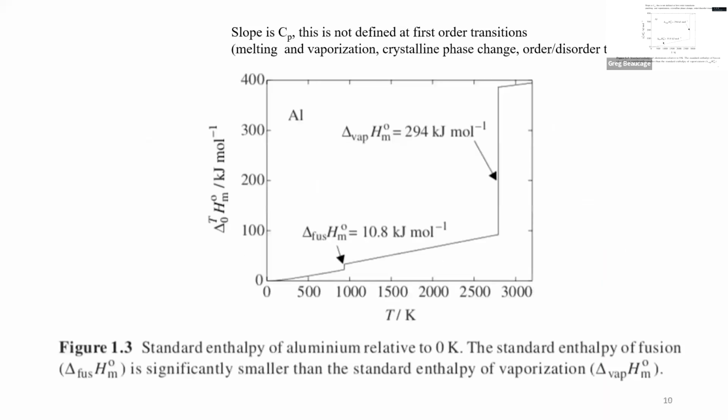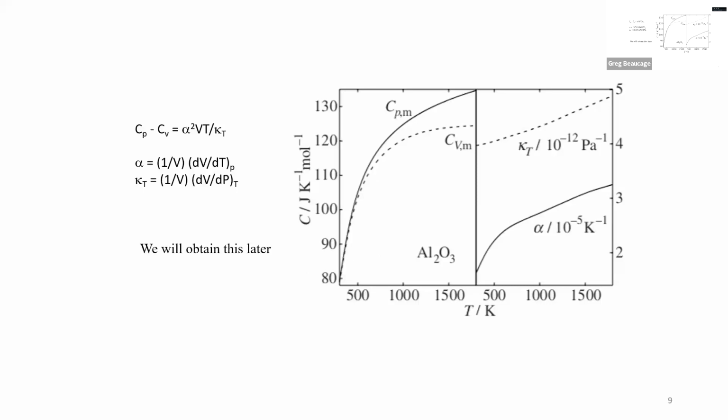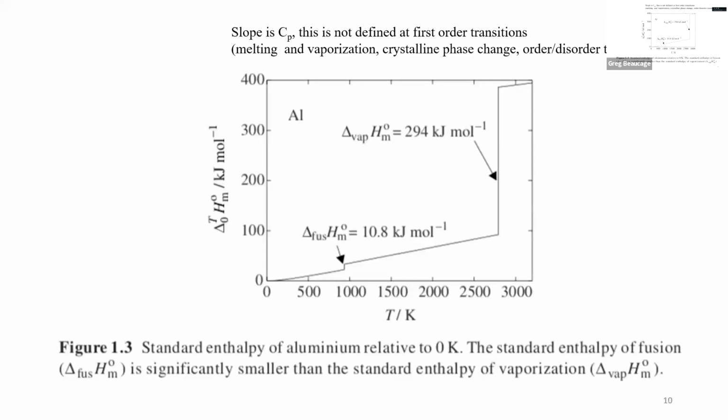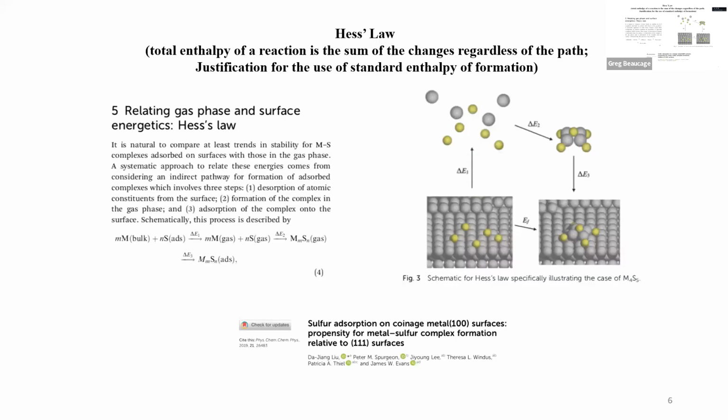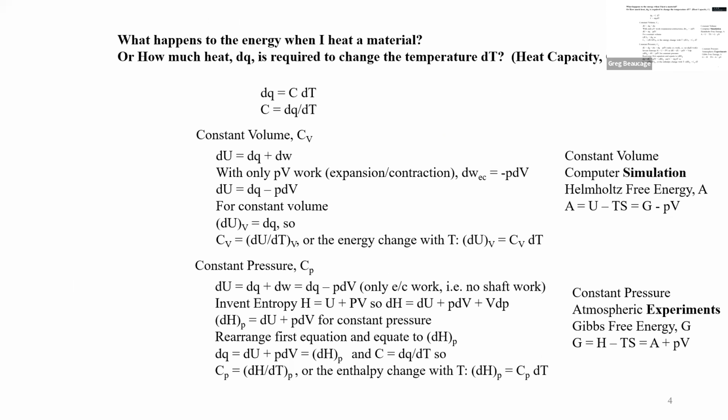Let's see. This thing, I think I went through that. This I didn't go through. So basically this is just showing, if you plot, so for CP, right? CP is dH/dT, at constant P.